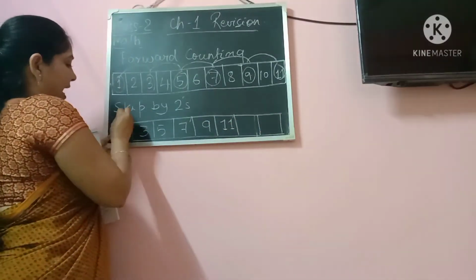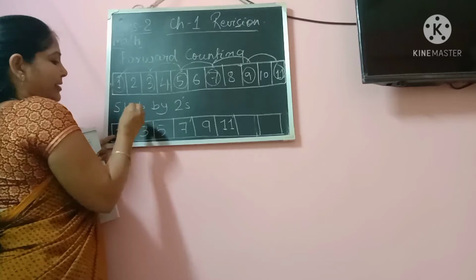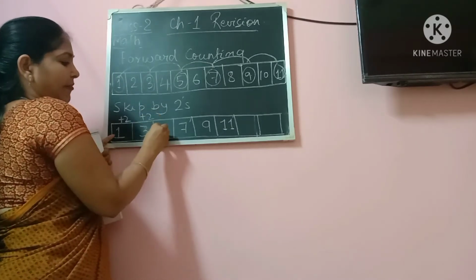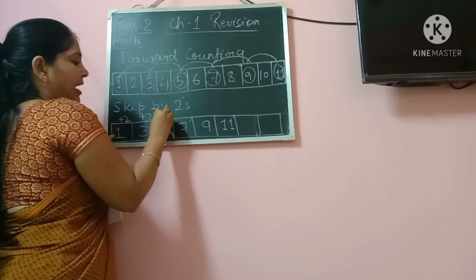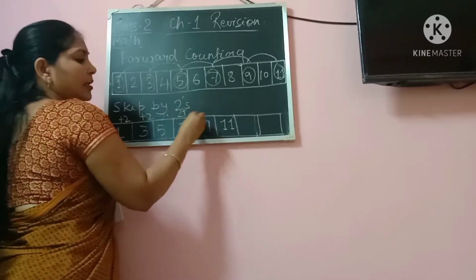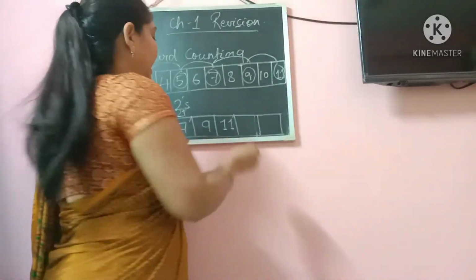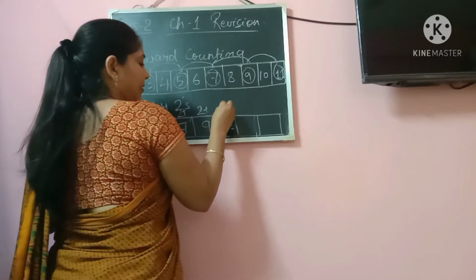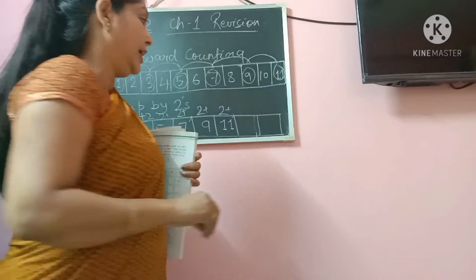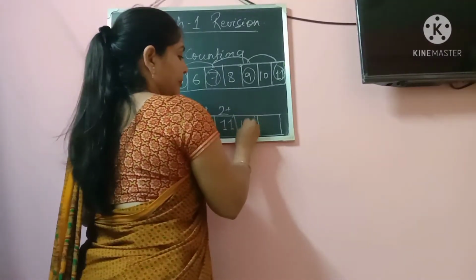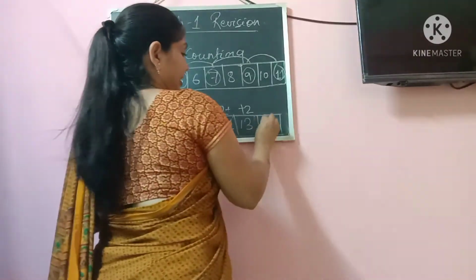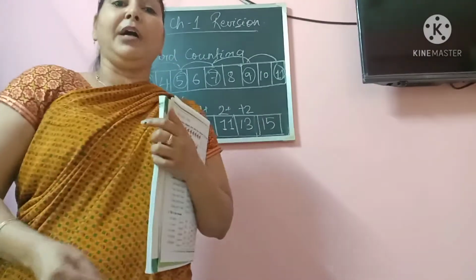With 1 I have added 2: 1 plus 2 is 3. Again with 3 I have added 2: 3 plus 2 is 5. Again with 5 I have added 2: 7. Again with 7 I have added 2, then it becomes 9. Again with 9 I have added 2, it becomes 11. If I add 2 to 11, the next number will be 13. And with 13 if I add 2, I will get 15. So this is called skip counting.